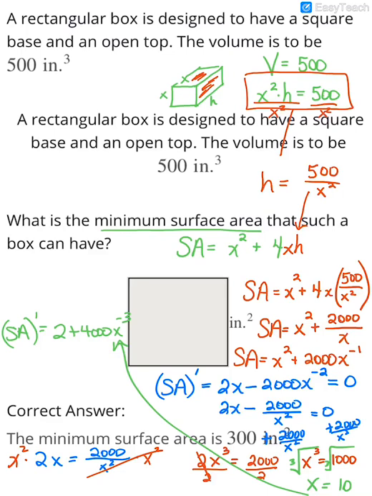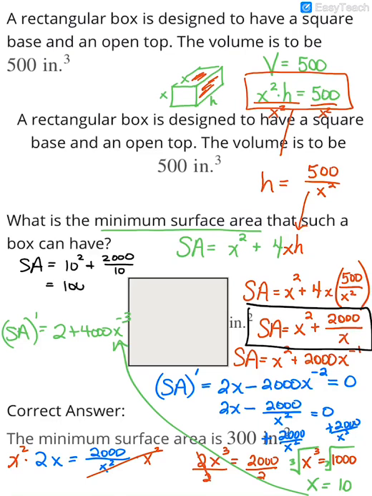And so the question is, what is the minimum surface area? So now if we come back to our equation here for surface area, that's just the easiest version to plug into. Our surface area is going to equal 10 squared plus the 2,000 divided by 10. So that gives me 100 plus 2,000 divided by 10 is 200. So I get a minimum surface area that is 300 square inches.